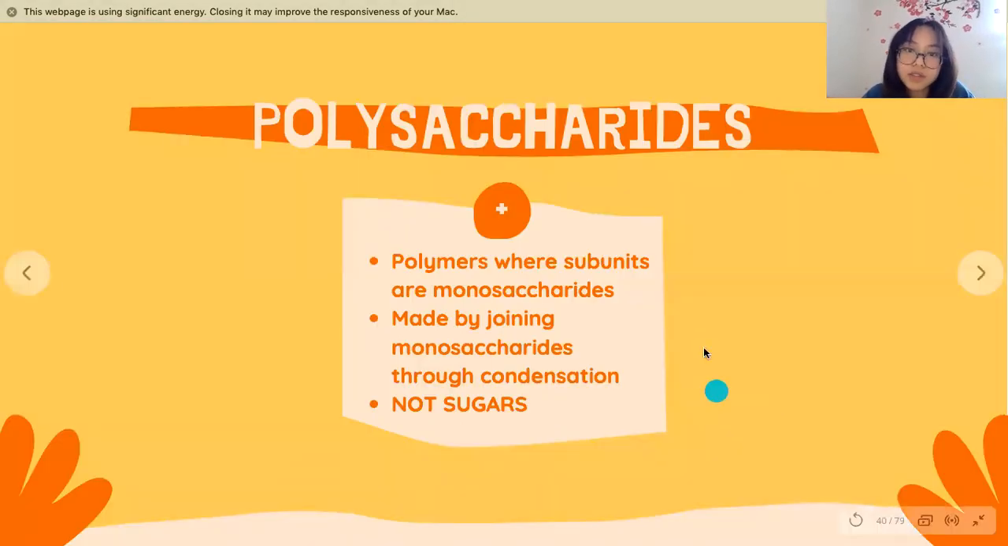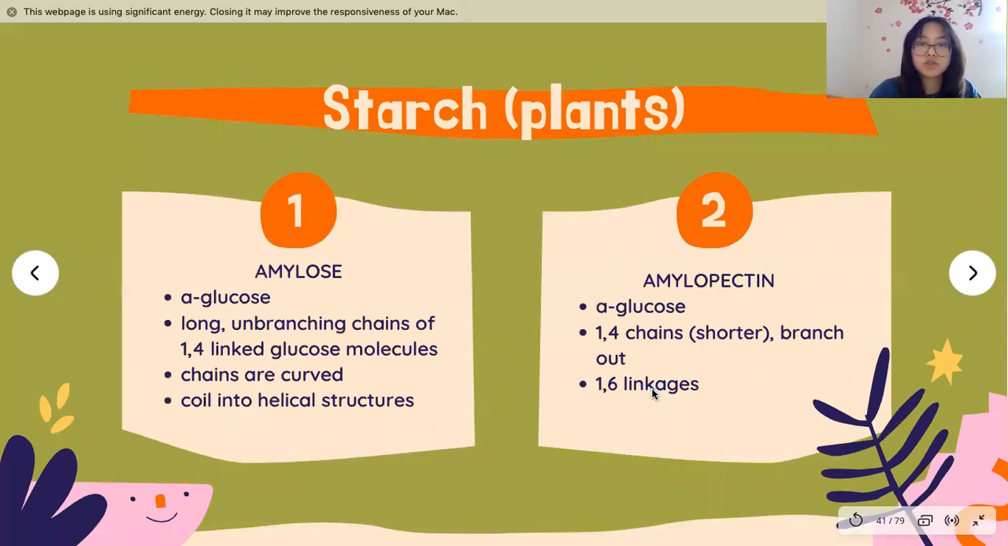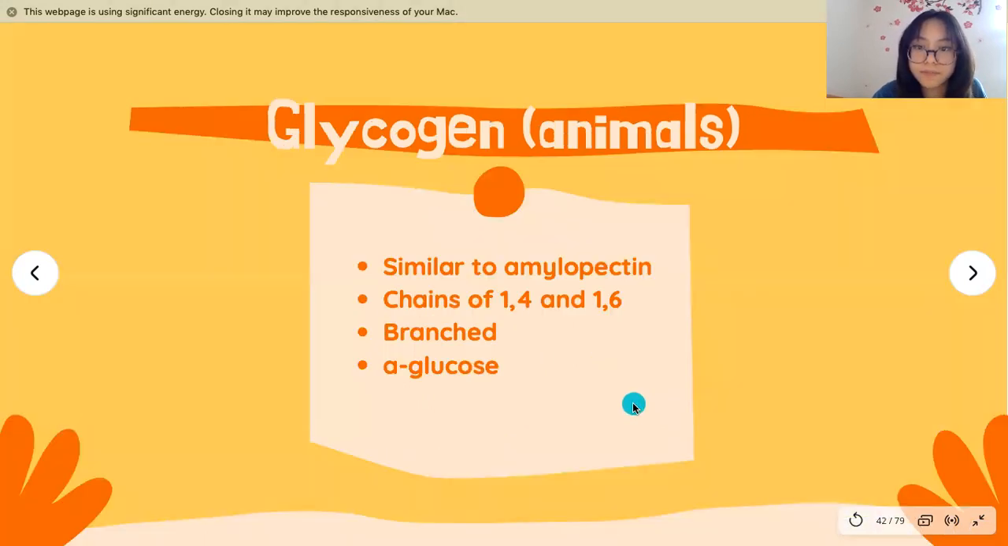Polysaccharides are polymers whose subunits are monosaccharides, and they're made by joining together monosaccharides through condensation, and they are not sugars. The first type is starch, which is found in plants. Starch is made from amylose and amylopectin. Amylose is made from alpha glucose. They're made from unbranching chains, and they coil into helical structures. Amylopectin is also made from alpha glucose, and it's made from 1,4 carbon chains and also 1,6 carbon chains, which means that they also branch out.